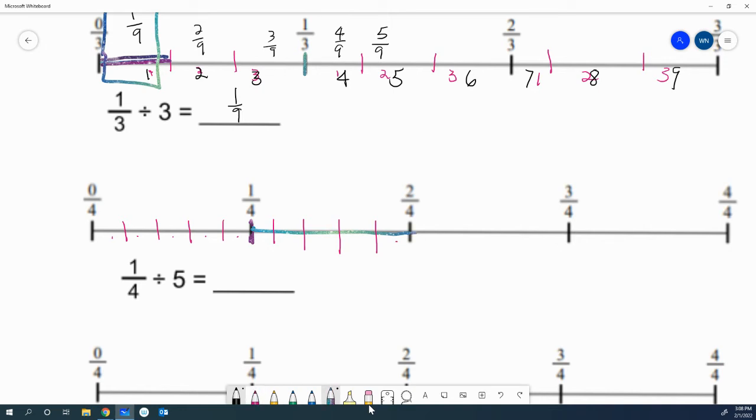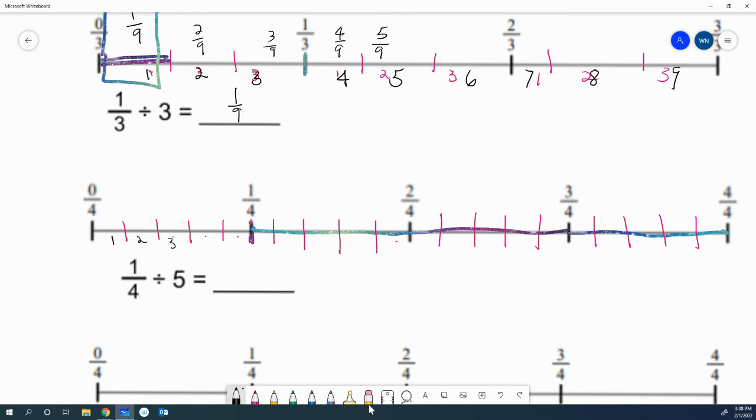And the same with our next 1/4, from 2/4 to 3/4, we're going to divide that into 5 parts. 1, 2, 3, 4 lines. And finally, our last 1/4, we're going to go ahead and divide that into 5 parts as well. 1, 2, 3, 4. Now our job is to count and see how many parts we have total.